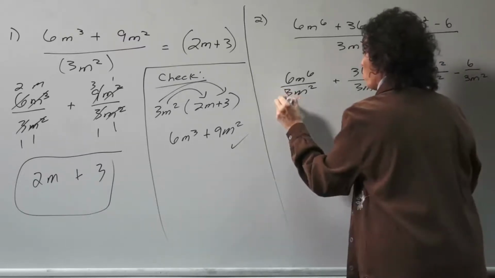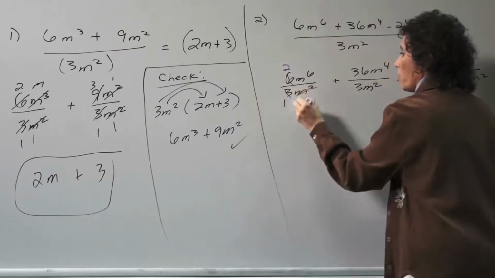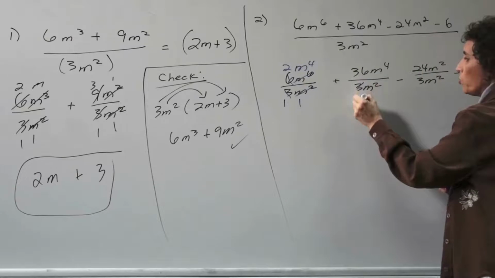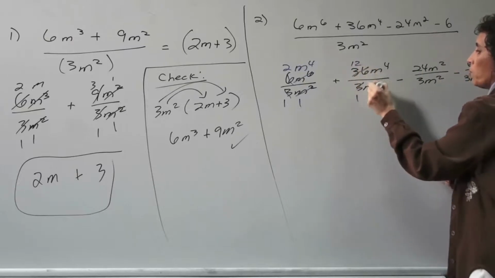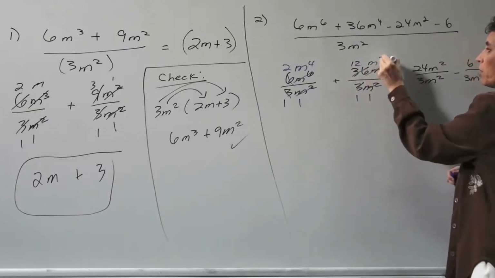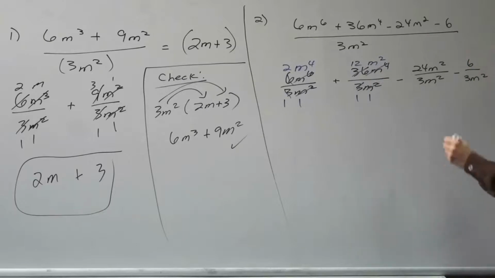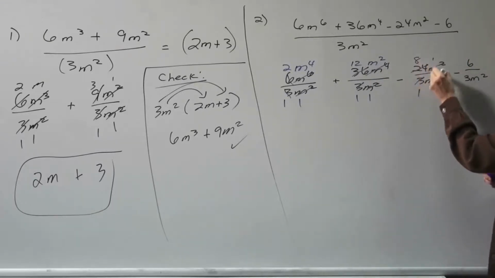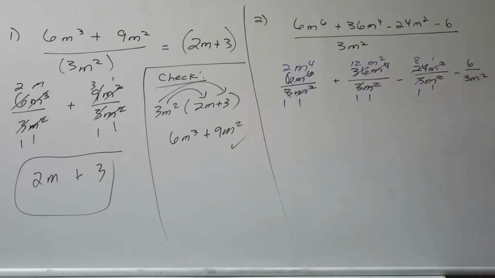3 goes into 3 once. 3 goes into 6 twice. There are 4 more m's upstairs. 3 goes into 3 once. 3 goes into 36 12 times. There are 2 more m's upstairs. So that's m squared. 3 goes into 3 once. 3 goes into 24 8 times. Good night, m squared. Okay, be careful here. 3 goes into 3 once, 3 goes into 6 twice. The m squared is in the denominator.